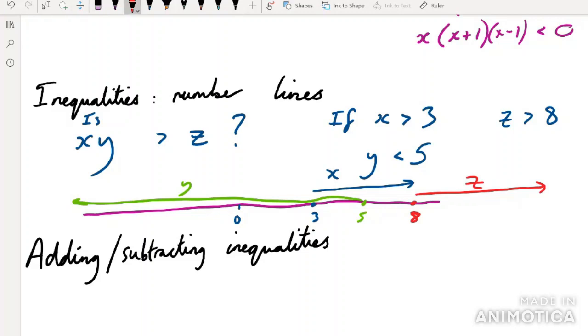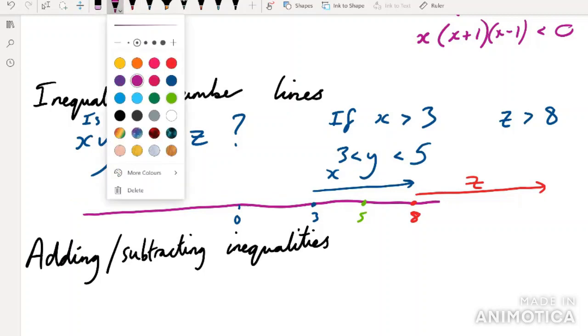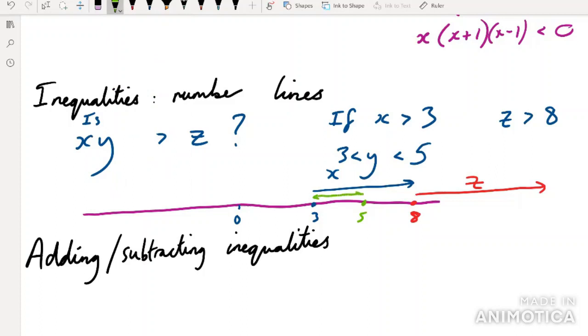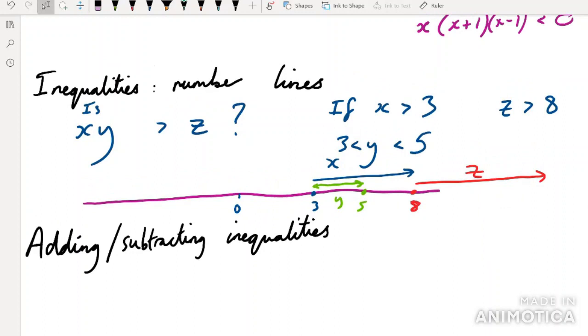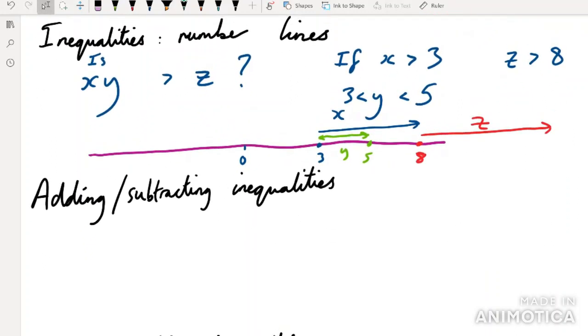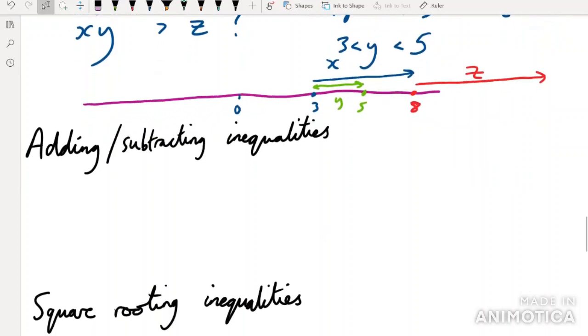But what if I say this instead: 3 is less than y is less than 5. Now all of a sudden, y can only be in this region. Using the number line, you ask yourself, is xy greater than z? What's the smallest I can make xy? I can make it 3 times 3, which is 9. So in the worst case scenario, xy is 9, in which case xy is always greater than z. That's a guide on when you want to start thinking about number lines, and we'll see a lot more of those examples in the example video.